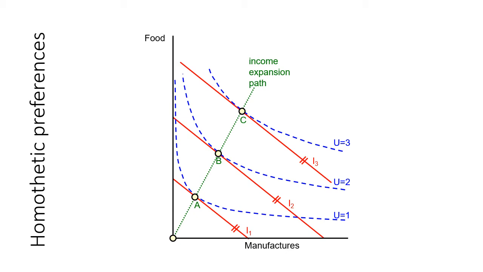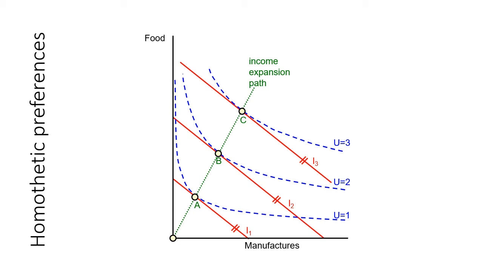So what you need to take from homothetic preferences: increasing proportions in income lead to the same increase in proportion in terms of utility. And that increase in proportion of income is the same increase in proportion of the amount of food and manufactures that you consume. And what that means is that your food relative to manufactures ratio stays the same. So that is why you have this green expansion line. A, B, and C have the same ratio of food to manufactures.